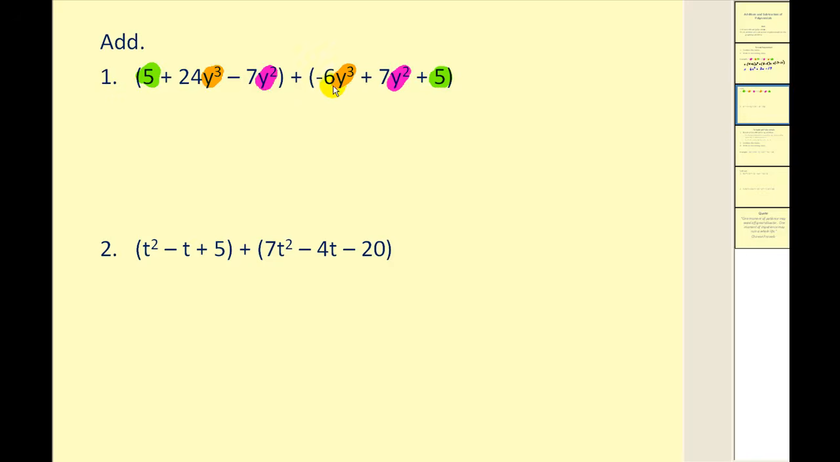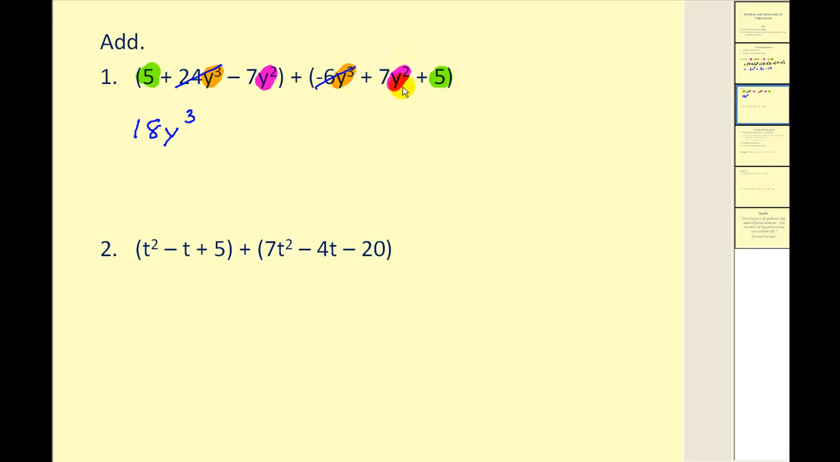So to combine our y cubed terms, we need to add or subtract the coefficients. So 24 plus a negative 6 would equal 18. So we have 18y cubed. I'll cross these off to keep it clear.